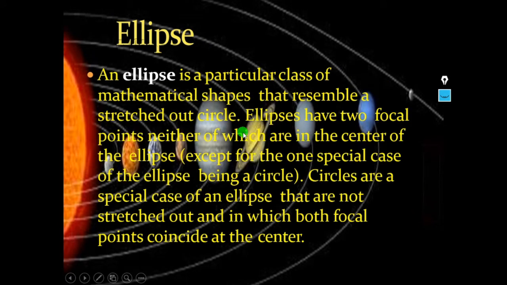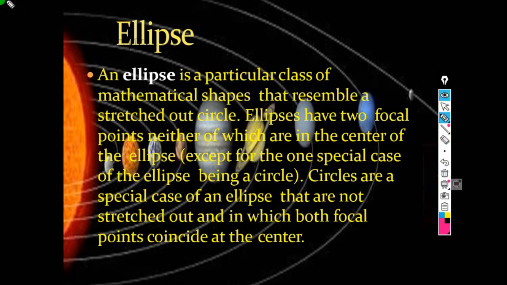An ellipse is a particular class of mathematical shapes that resembles a stretched out circle. We have already seen this; let me show you with a figure. Assume that this is a circle. The ellipse will be a little bit stretched outside. Ellipses have two focal points, neither of which is in the center of the ellipse, except for the one special case of the ellipse being a circle.